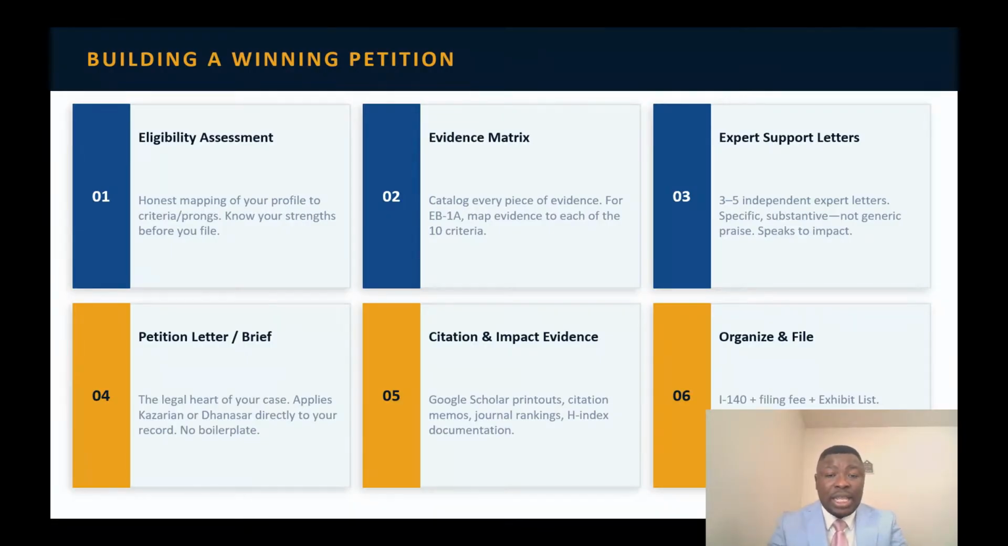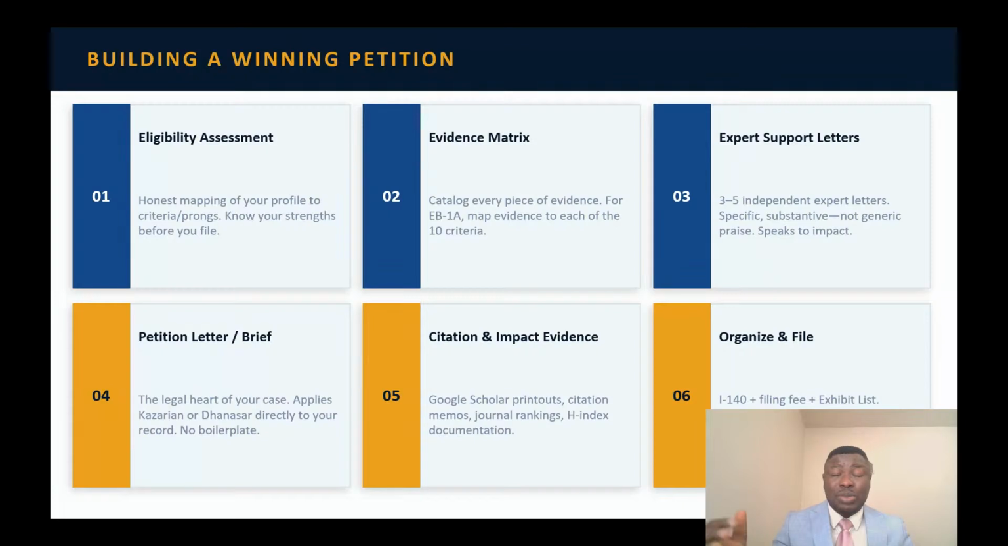For EB1A, map evidence to each of the 10 criteria. For EB2, you need to know whether you could get letters, you could get things that will help you have a strong profile. You could engage in projects and succeed in them to show that you have handled this kind of project related to your specific endeavor before.